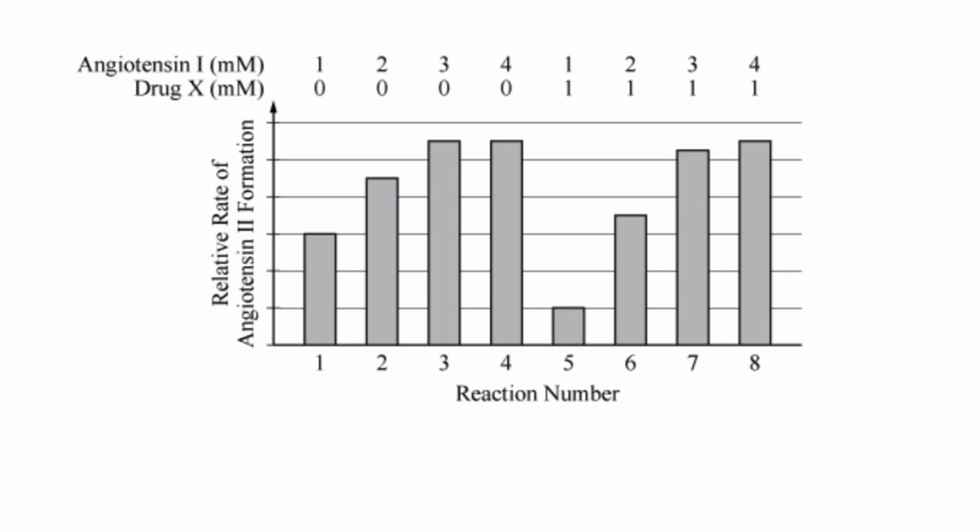You're looking at these different reactions along the x-axis. Along the y-axis, you're looking at how much of this angiotensin 1 was converted to angiotensin 2. It's either the absence or presence of drug X and an increasing amount of substrate. So take a moment and orient yourself to the data.